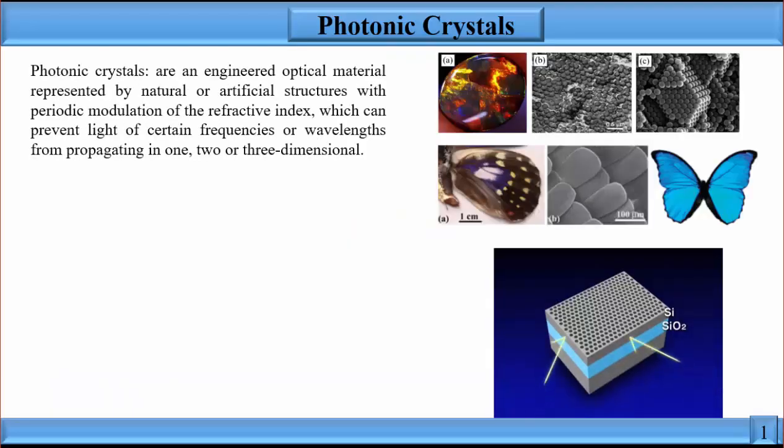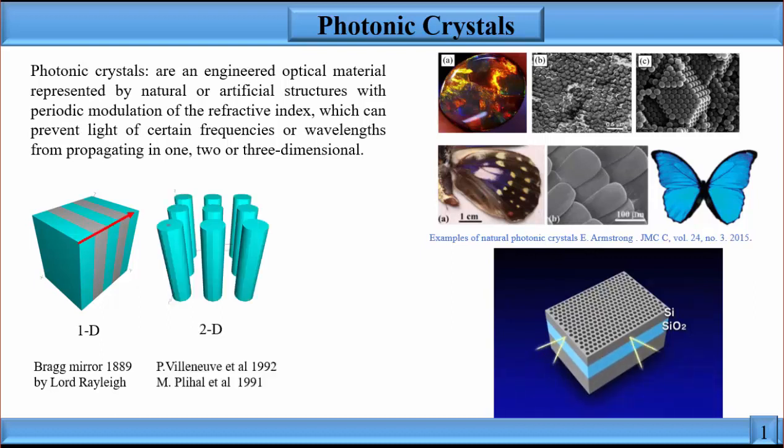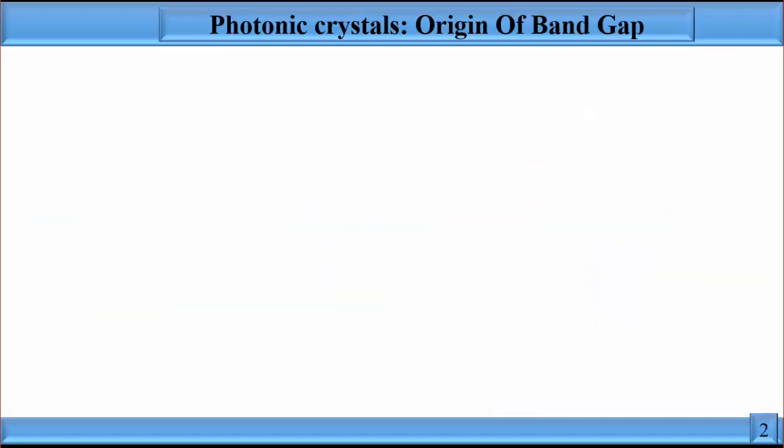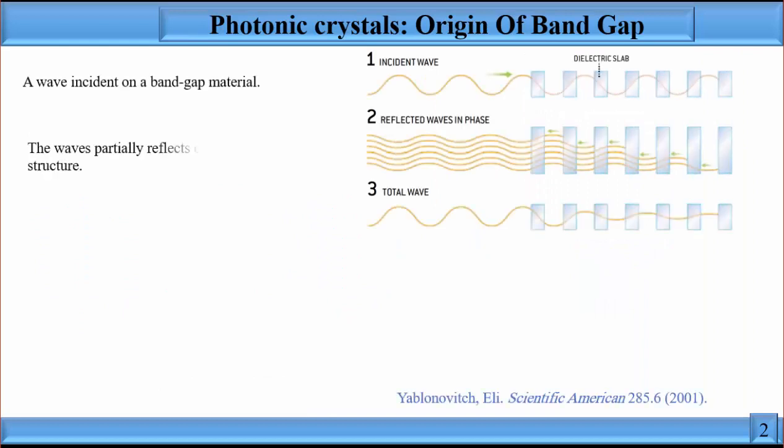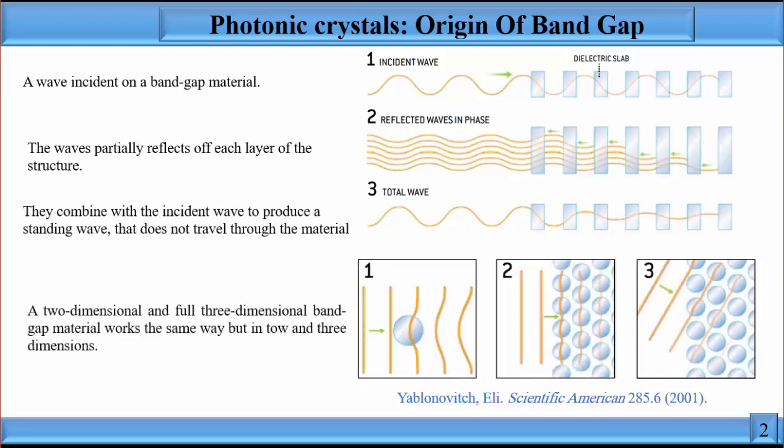Slide 1. Photonic crystals are an engineered optical material represented by natural or artificial structures with periodic modulation of the refractive index, which can prevent light of certain frequencies or wavelengths from propagating in 1, 2, or 3 dimensions. Slide 2. Origin of band gap. A wave incident on a band gap material partially reflects off each layer of the structure. They combine with the incident wave to produce a standing wave that does not travel through the material. A 2-dimensional and full 3-dimensional band gap material works the same way but in 2 and 3 dimensions.